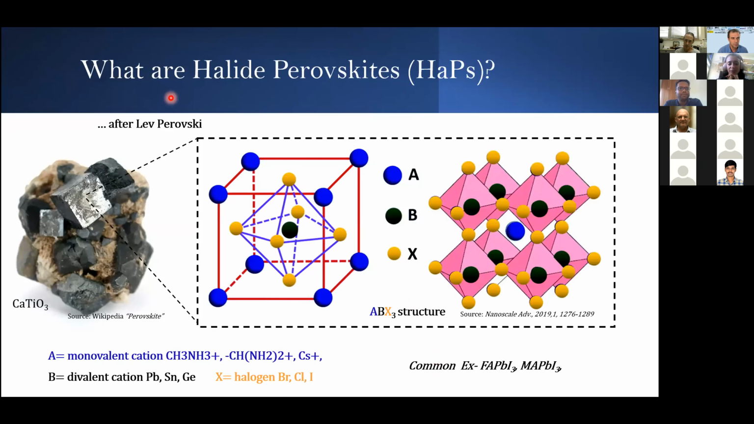So what are halide perovskites? For optoelectronic applications, the class of perovskites that are of particular interest and have shown some amazing optoelectronic properties are the lead-based halide perovskites. The crystal structures of these materials consist of a framework of corner-sharing lead halide octahedra, and the void in between them is generally occupied by small monovalent cations like methylammonium, formamidinium or cesium.